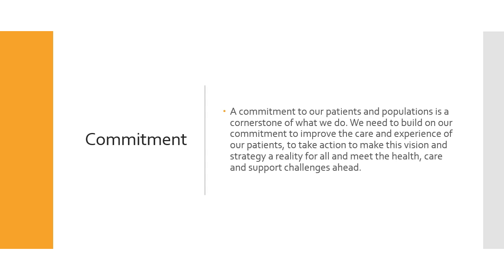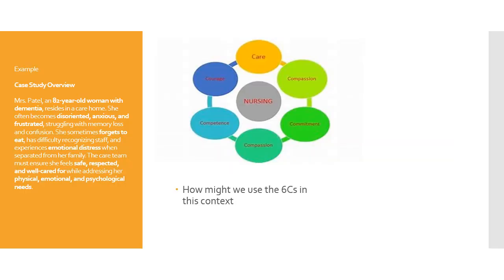So we have discussed care, compassion, commitment, competence, and courage. So these are the 6 C's which are very important in health and social care. These are basically 6 values. They help ensure that the care we are giving is holistic, patient-centered, and it focuses on both physical and emotional well-being of the individuals. Now let's take an example which will help you guys in making your assignments as well.